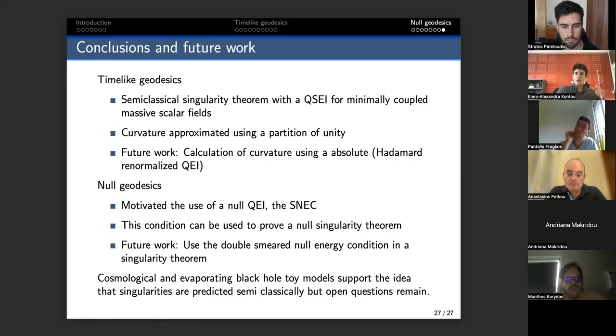Then maybe for singularity resolutions, we would have to look for a full theory of quantum gravity.